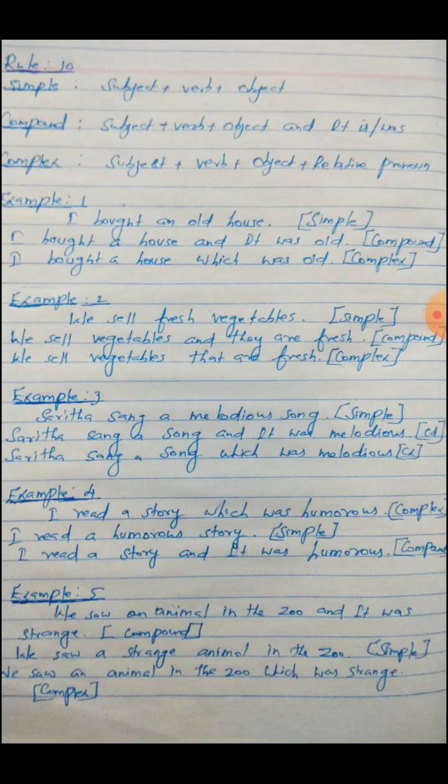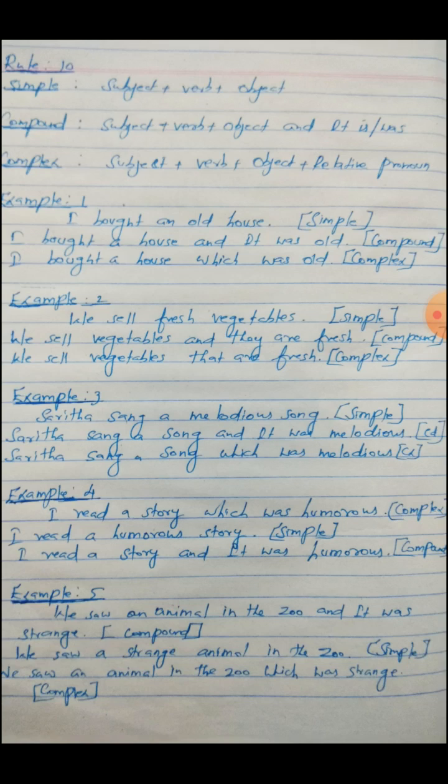So second sentence, we sell fresh vegetables. We is the subject, sell is the verb, fresh vegetables is the object. So it is a simple sentence. We sell vegetables and they are fresh. That is a compound sentence. Here we have written are because the object vegetables is plural.